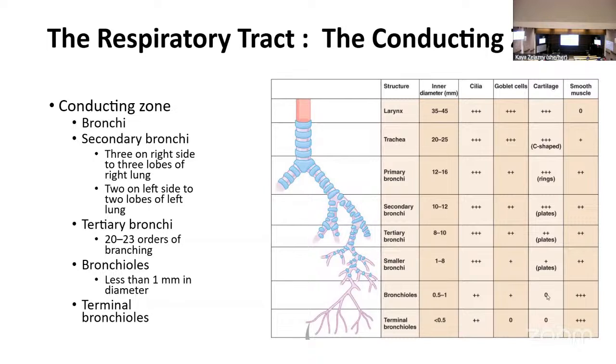Once we lose our cartilage and hit a diameter that's less than about 1 millimeter, you're now in a bronchiole. So just like our arterioles were smaller than arteries, bronchioles are smaller than bronchi, but they're attached to each other. Okay? Your bronchioles are still part of your conducting zone, even though they don't have that cartilage, they're still pretty wide. They continue splitting, giving us the terminal bronchioles. The terminal bronchioles are the last step of your conducting zone before we hit the respiratory zone.